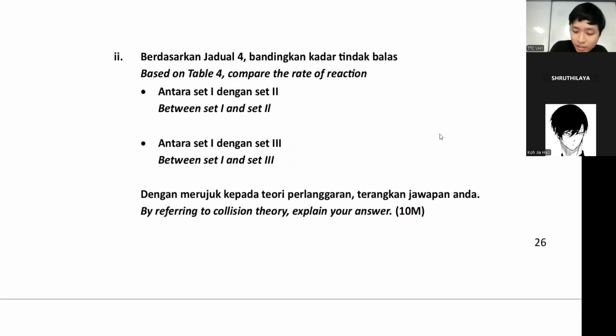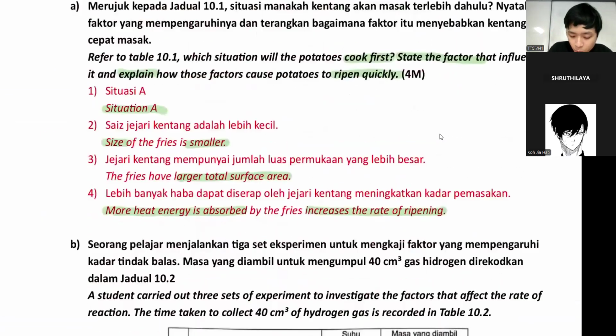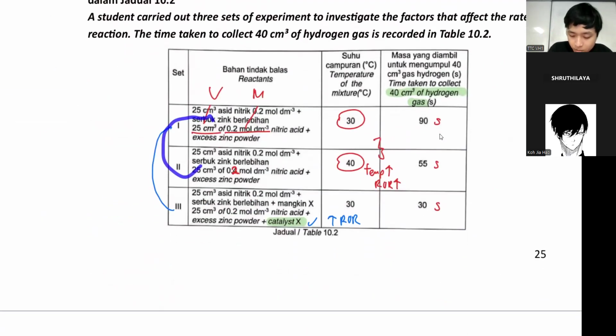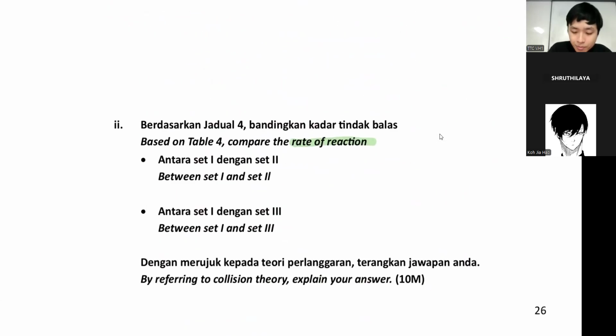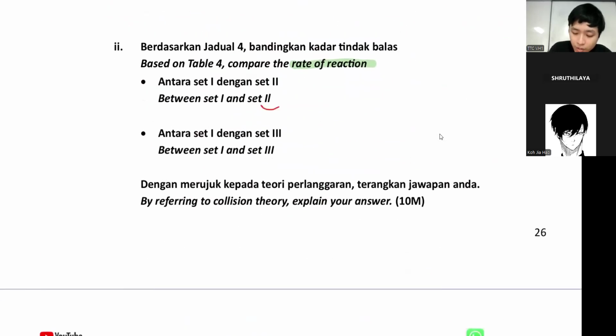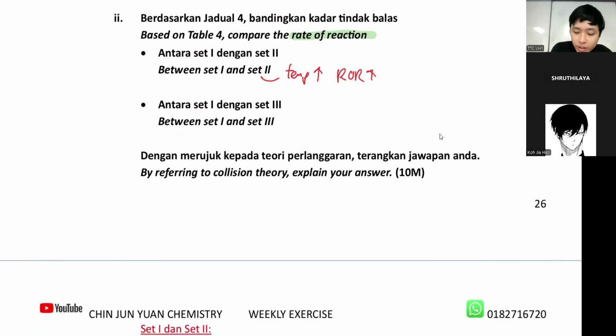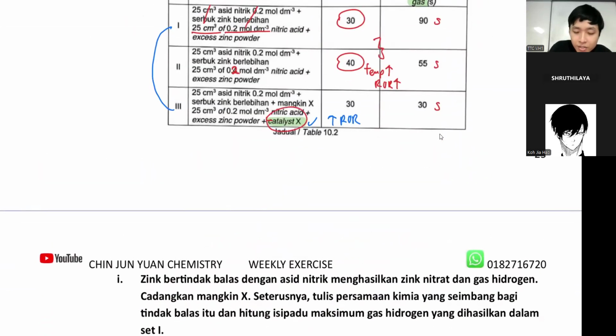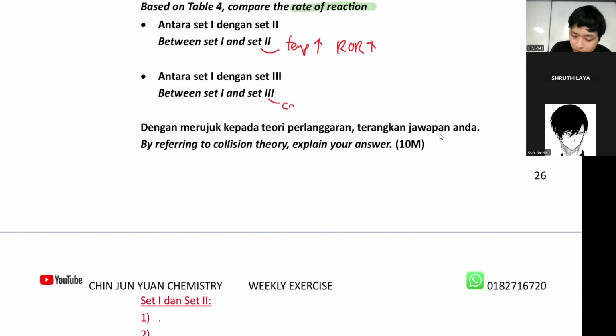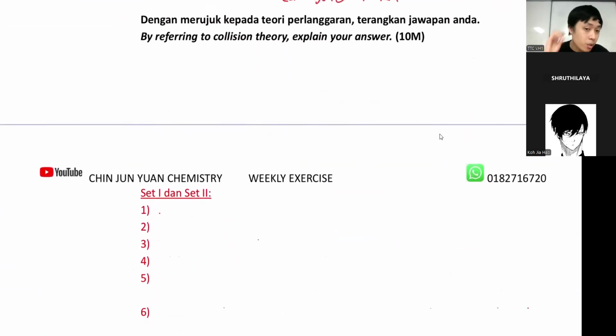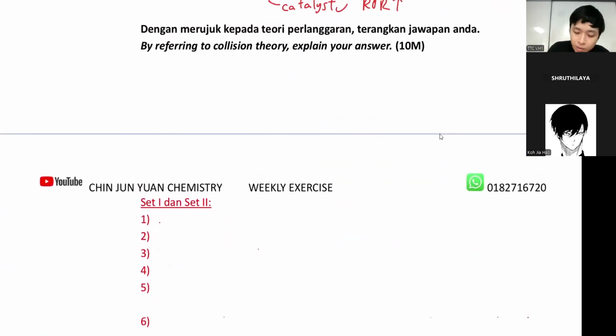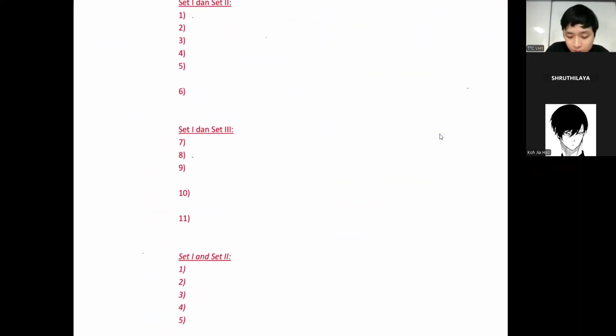So they ask to compare the reaction, same thing, but now it's a different factor. Between 1 and 2 is temperature. So set 2 having the higher temperature means higher rate of reaction. Then set 1 and set 3. Set 3 added catalyst, so set 3 got catalyst. That's why higher rate of reaction also. So the explanation is 10 marks again, using collision theory. Same thing, each factor 5 marks.